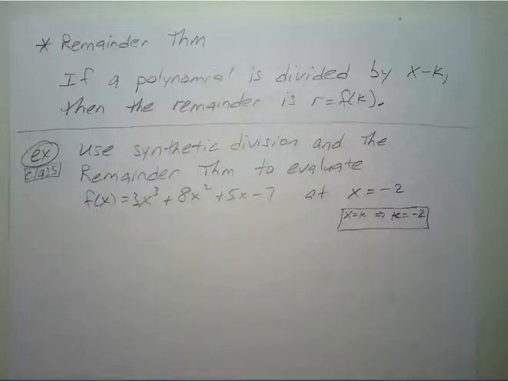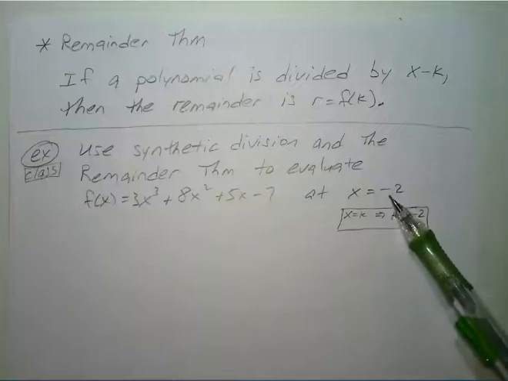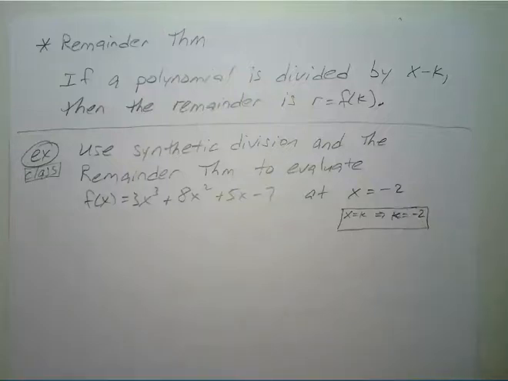Okay, so for example, let's say we wanted to use synthetic division and the remainder theorem to evaluate f of x equals 3x to the third plus 8x squared plus 5x minus 7 at x equals negative 2. So x equals k is just k equals negative 2 in this case. What I want you to do is press pause and do the synthetic division part on your own, and I'll show you how to read it after that.